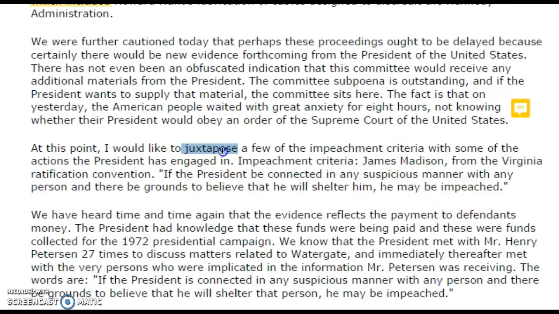She goes into juxtaposition that she talks about here. She takes the impeachment criteria and juxtaposes it with the things that the president is being accused of and they have evidence of. So at this point, she is building her case very strongly through counter argument, taking the things that Nixon and Nixon supporters are saying and discrediting them with actual evidence from other reputable sources.